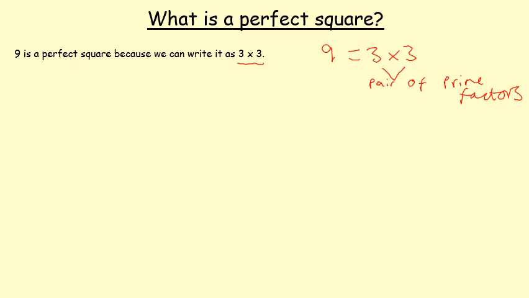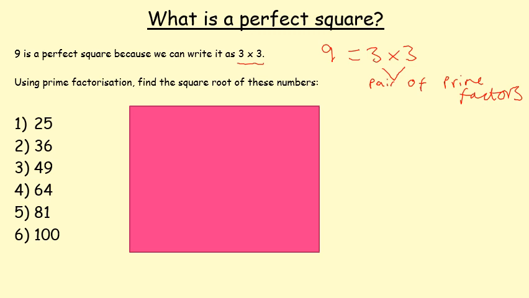Okay, so we will look at numbers where there might be more than one pair of prime factors, or there might be a pair of prime factors and another number. First of all, what I would like you to do is, using your prime factorisation, so drawing your factor trees, find the square root of these numbers here, and just pause the video and I'll go through the answers in just a moment.